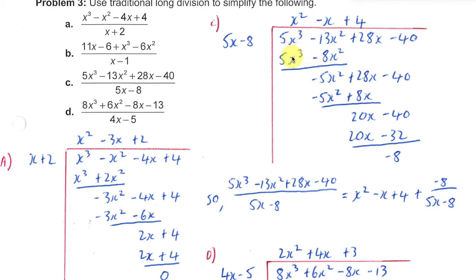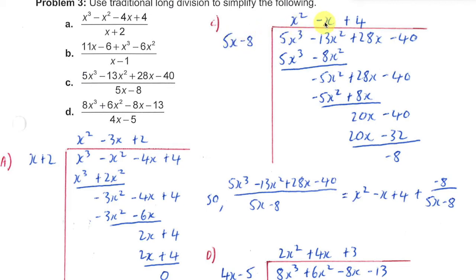5x cubed take away 5x cubed is 0x cubed. Negative 13x squared take away negative 8x squared becomes negative 5x squared. 28x take away 0x is 28x. Negative 40 take away 0 is negative 40. I repeat the process. I'm looking at this line now, and the first term of it, negative 5x squared. Starting with 5x, what do I need to multiply that by to achieve negative 5x squared? And the result for that is negative x.